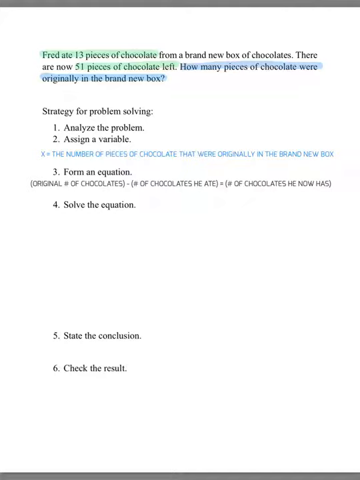So let's go ahead and start filling this in. Original number of chocolates. Well, we don't know what that number is because that's actually what we're trying to find. And then we're going to want to subtract from that the number of chocolates he ate. From the given word problem, we know that he ate 13 pieces of chocolate. And how many does he now have? He now has 51 pieces of chocolate left over. So that's going to be our equation: x minus 13 equals 51.